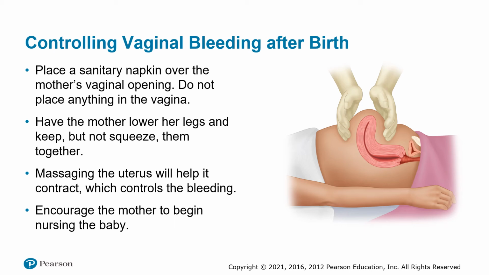If there is vaginal bleeding after birth, we're going to place a sanitary napkin over mom's vaginal opening. Do not place anything in the vagina. Have mom lower her legs and keep, but not squeeze, them together. Massage the uterus with a fundal massage.